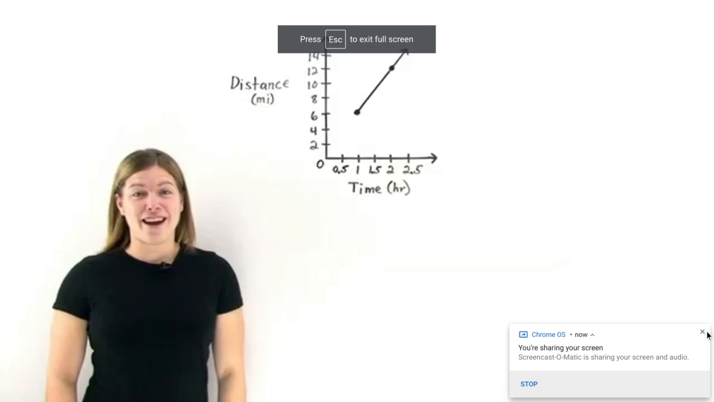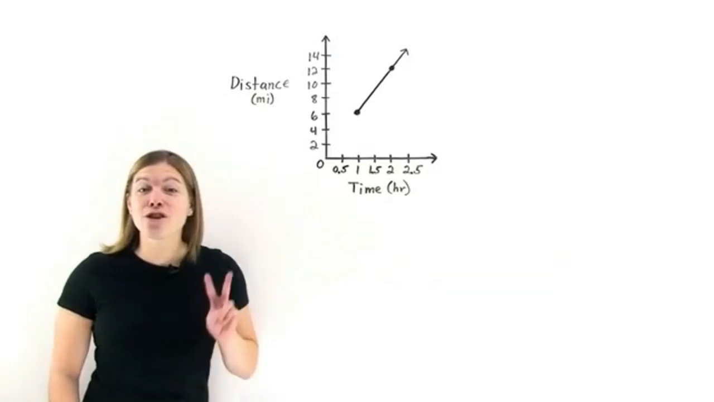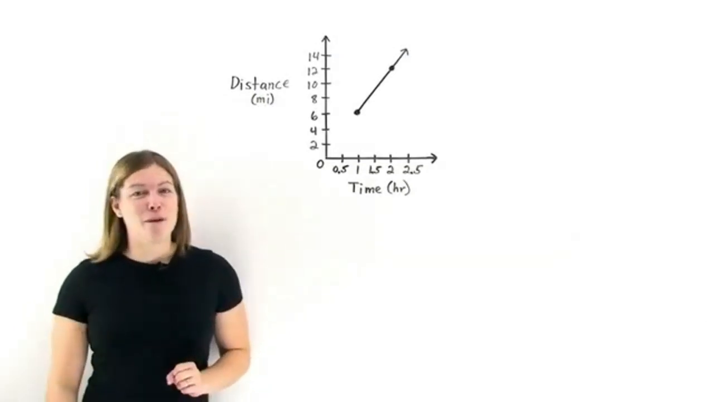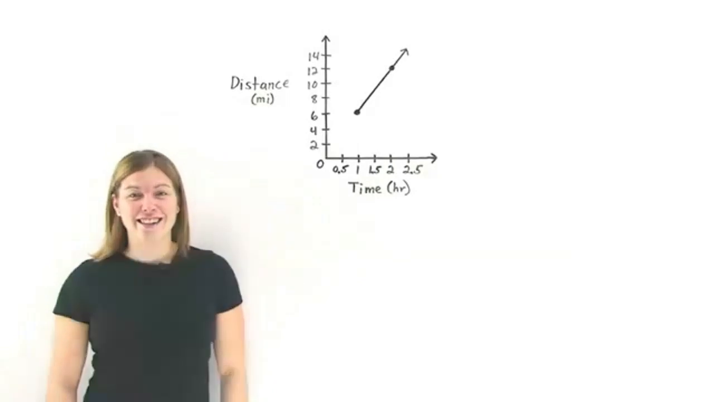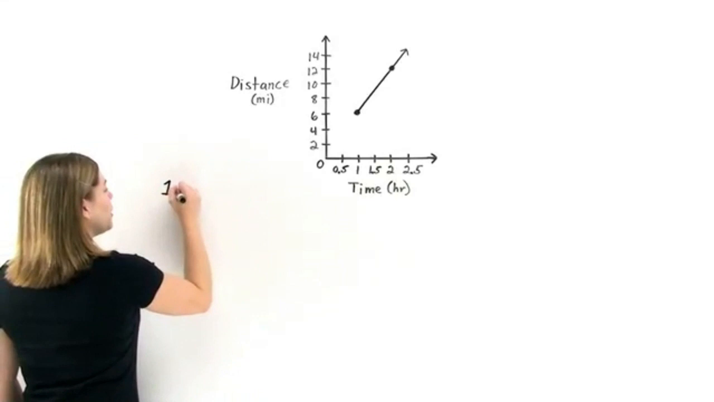Sarah loves to run marathons. After 1 hour, she has run 6 miles, and after 2 hours, she has run 12 miles. Find the rate of change that represents the distance she has run. For this problem, we're trying to find a rate of change.